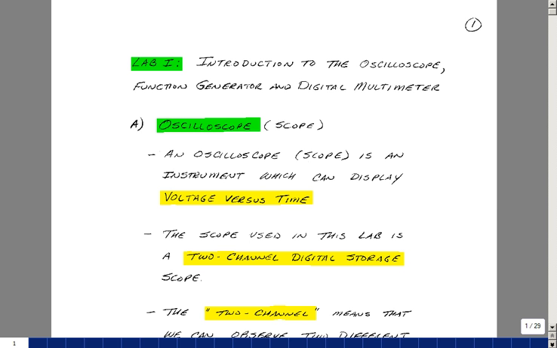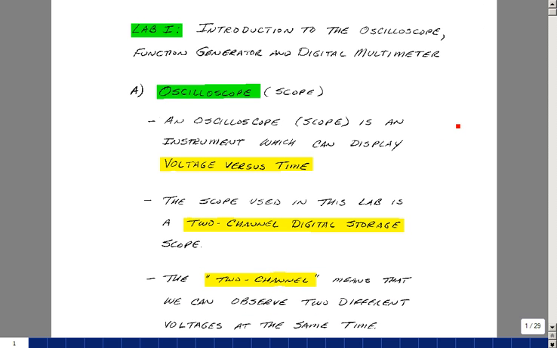Lab number one is a review of the oscilloscope, function generator, and digital multimeter that we used in ECE 303. The oscilloscope is also an Infinium, but it's a wider bandwidth version. As you recall, the oscilloscope is an instrument that can display voltage versus time.